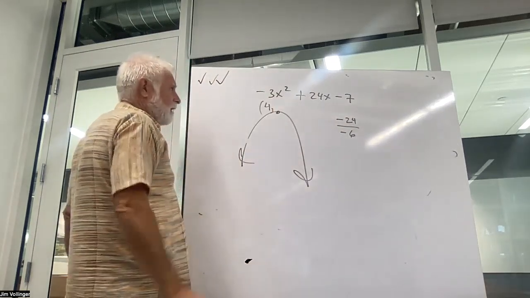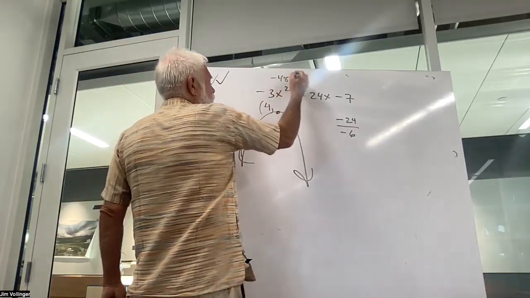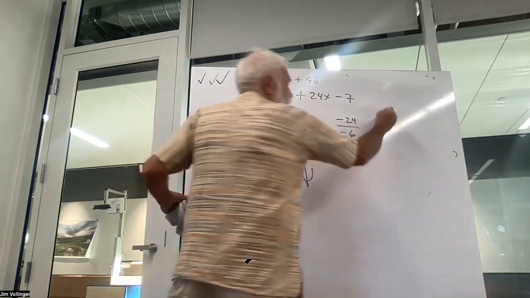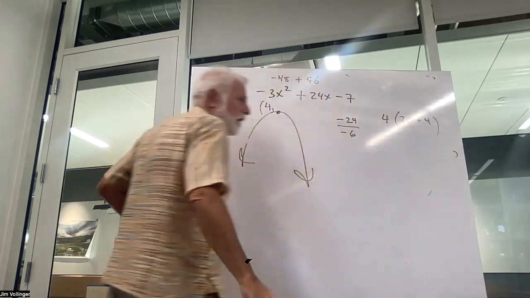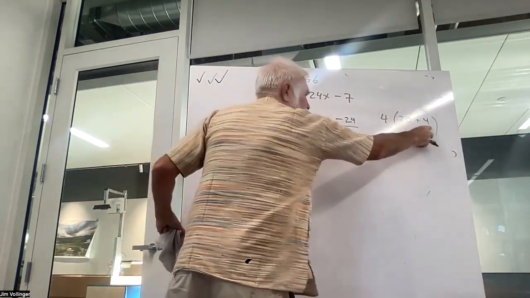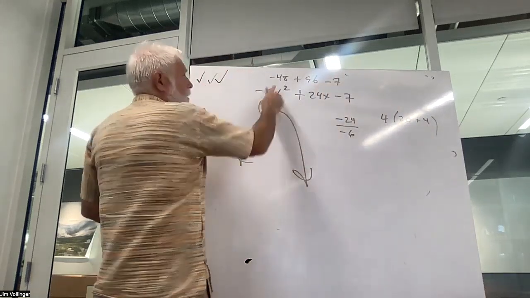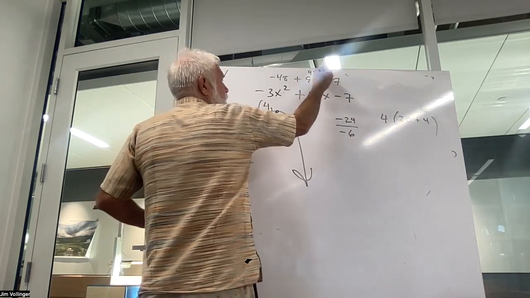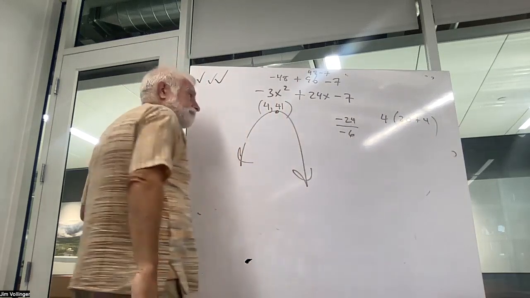How do I find the y value? I plug it in. 16 times minus 48. This better be 96. 4 times 24. 4 times 20 plus 4 is how you do that in your head. There's your 80 and 16. There's your 96. Minus 7. That's half of that. So therefore, this is positive 48. Minus 7 should get you 41.